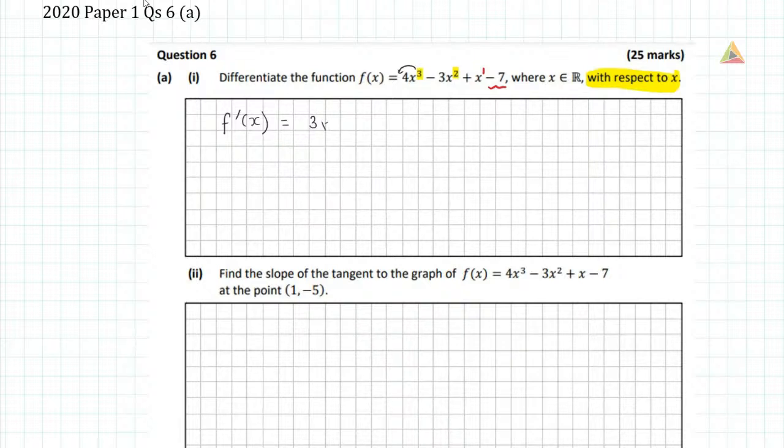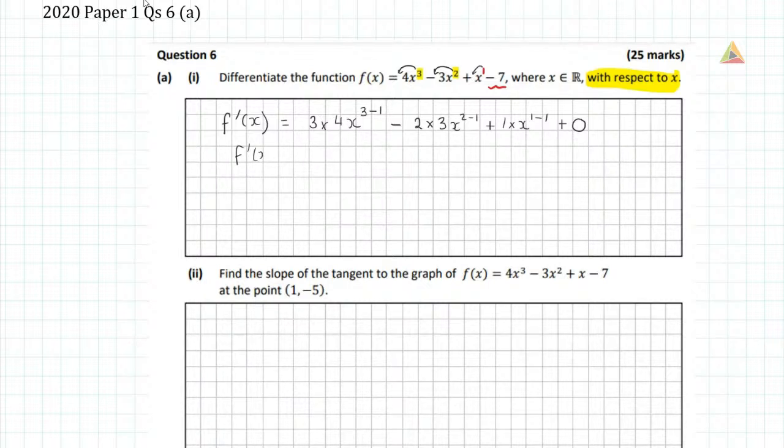So 3 multiplied by 4x to the 3 and reduce the power by 1, so minus 1, minus bring the power to the front, so 2 multiplied by 3x and reduce the power by 1, plus bring the power to the front, so I've put in that little 1, and reduce the power by 1. And this is a constant, so we know we're going to get a 0. So I know that this minus 7 is going to turn into a 0 because the highest power of x with it, there is no x, is going to be a 0.